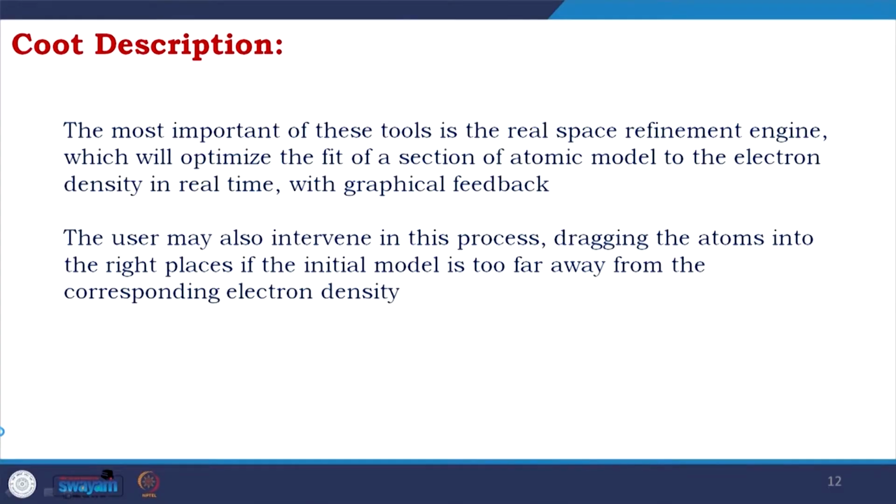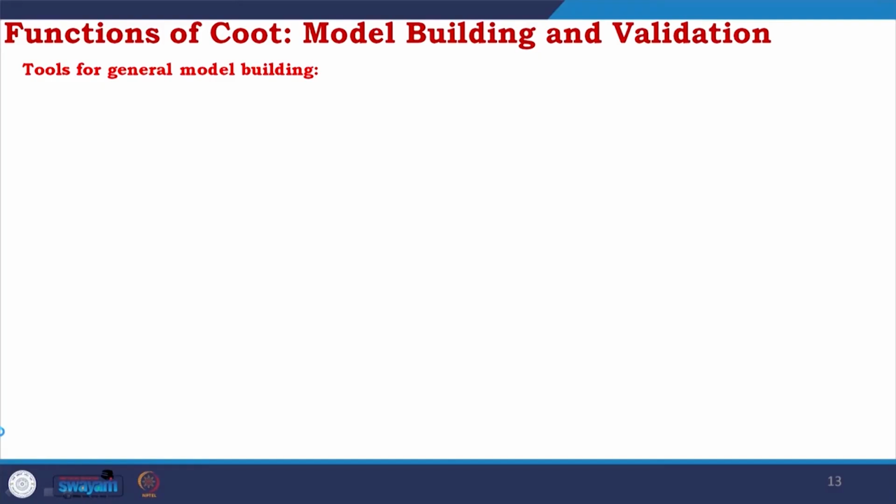The user may also intervene in this process, dragging the atom into the right places if the initial model is too far away from the corresponding electron density. So, one, there is automated refinement based on the library, but then as a user you have sense and you could always utilize it.